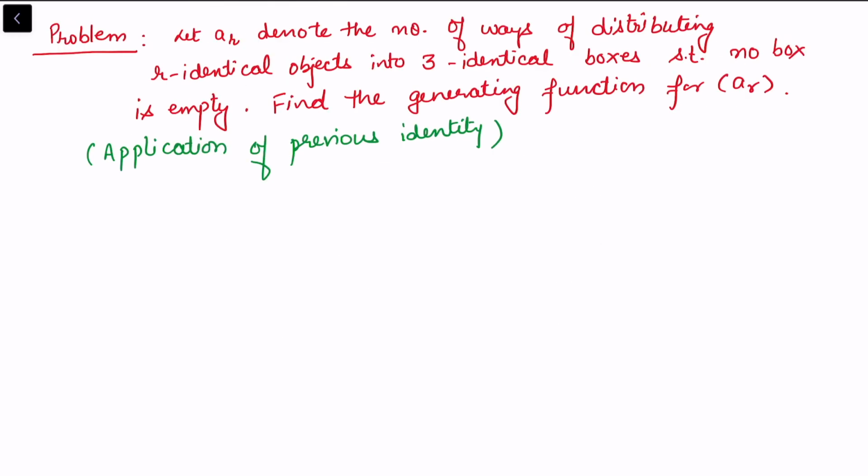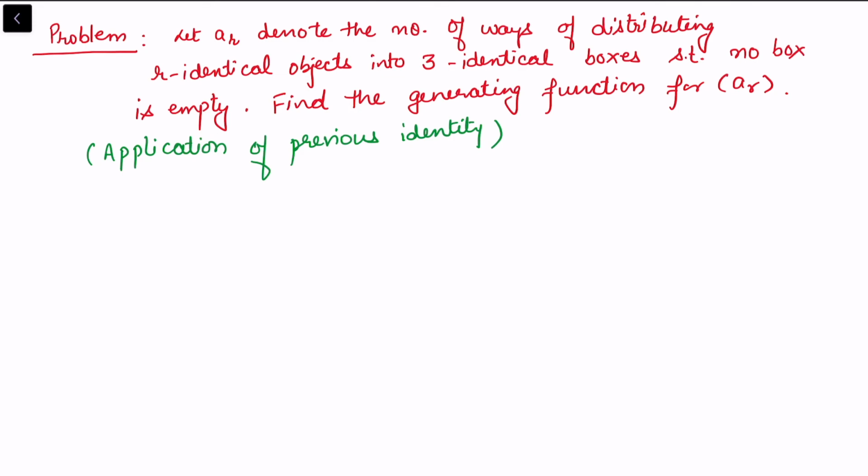Now consider this problem, and this is an application of the previous identity. One can see that using the previous identity that we have proved, we can solve this problem very quickly. Let A_R denote the number of ways of distributing R identical objects into 3 identical boxes, such that no box is empty. Find the generating function for A_R.